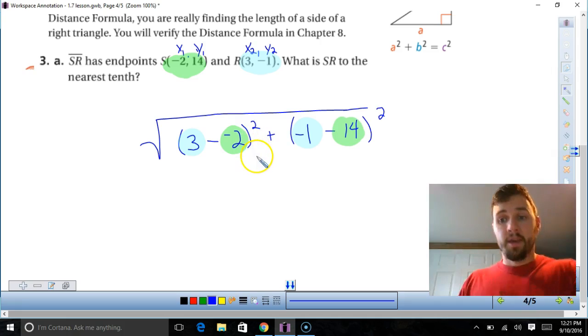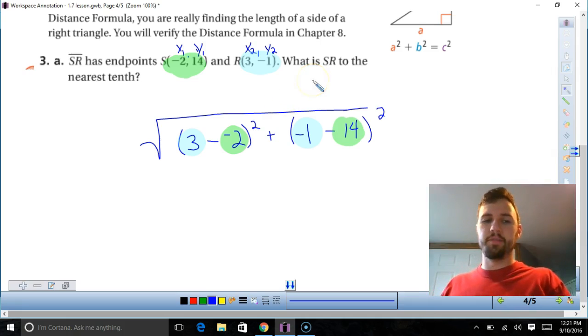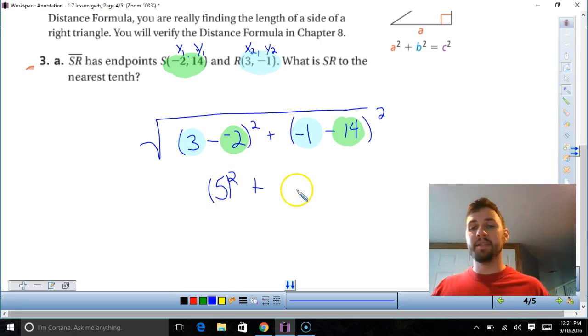Alright. Don't try to plug this all in your calculator at once, guys. It will not go well for you. Garbage in, garbage out on those calculators. 3 minus -2 is 5 squared. Plus -1 minus 14 is -15 squared.